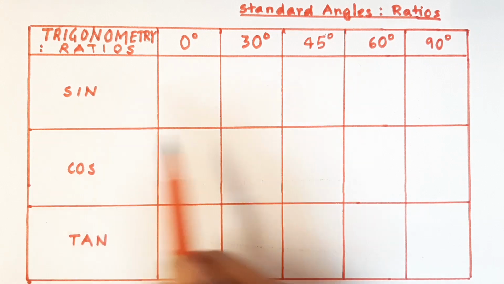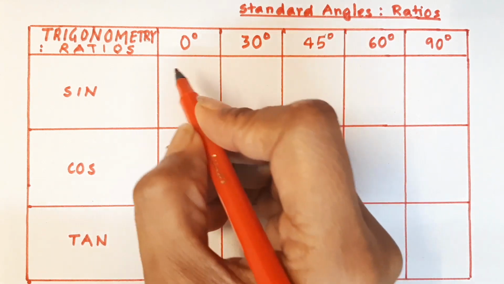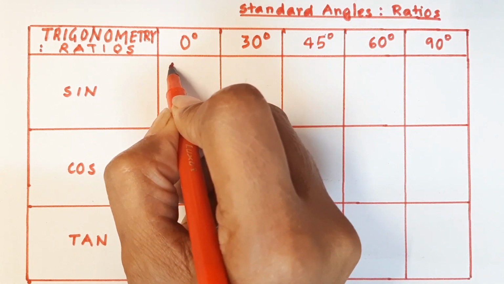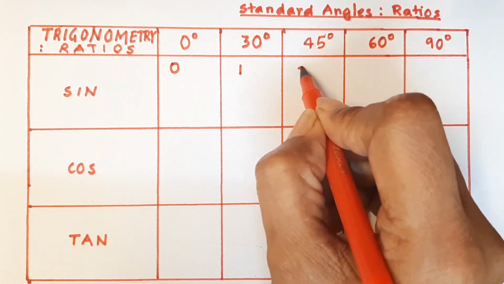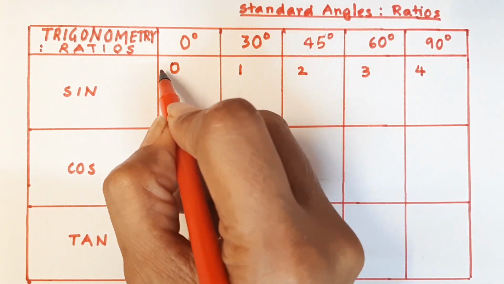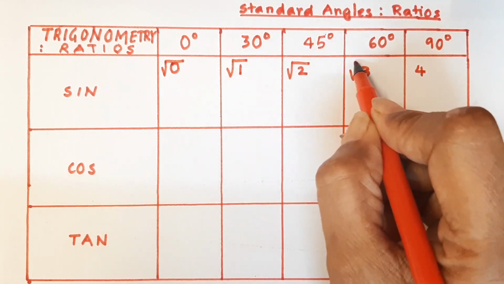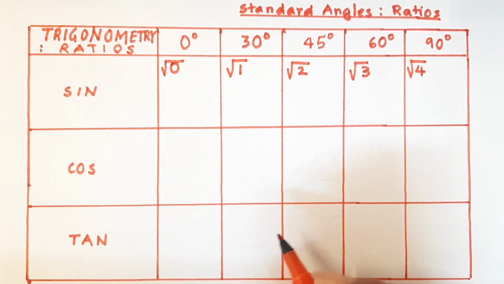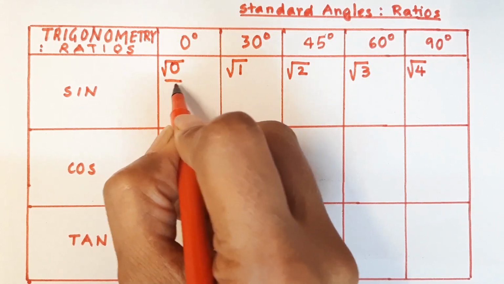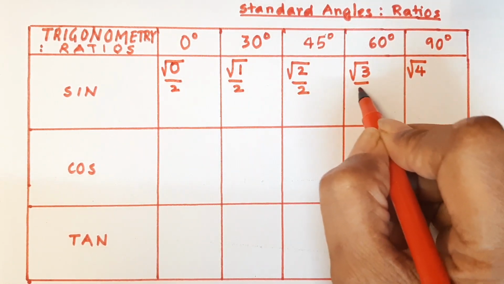So in order to remember these by heart, you have to make a table like this, and all you have to do is write 0, 1, 2, 3, 4. Simple. Now take the square root of each. Simple. Now once we have done that, divide it by 2. Each one gets divided by 2.